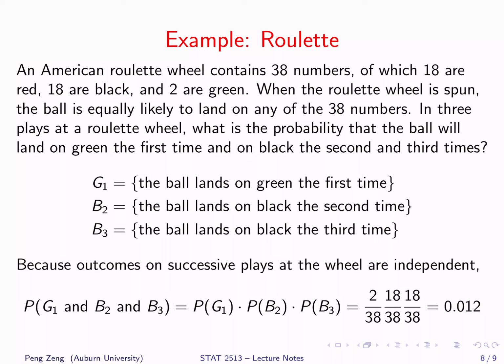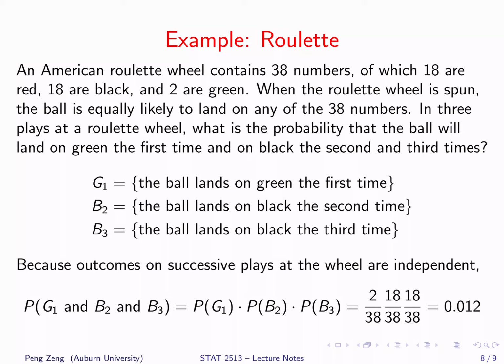An American roulette wheel contains 38 numbers, of which 18 are red, 18 are black, and 2 are green. When the roulette wheel is spun, the ball is equally likely to land on any of the 38 numbers. In 3 plays at a roulette wheel, what is the probability that the ball will land on green the first time and on black the second and the third times?